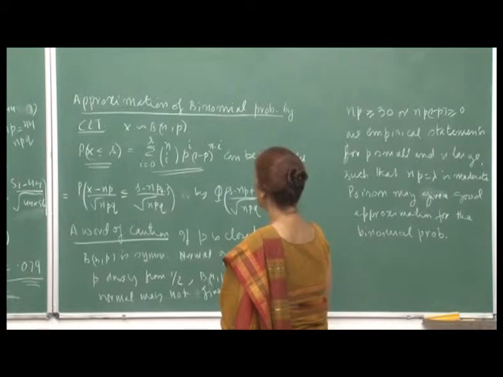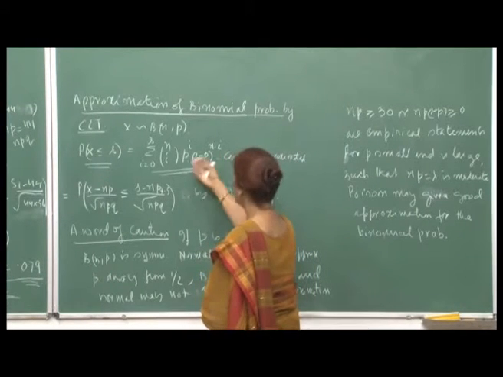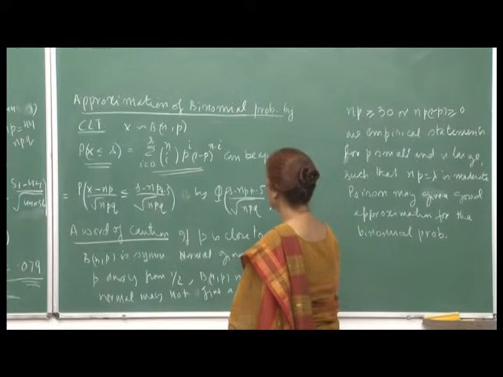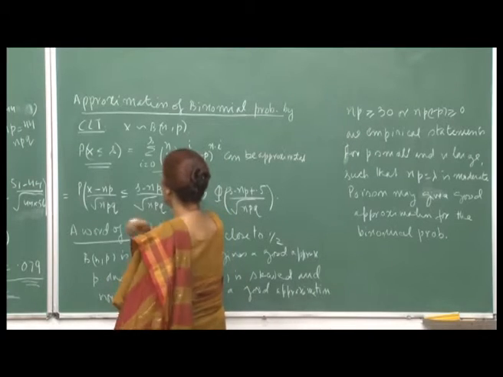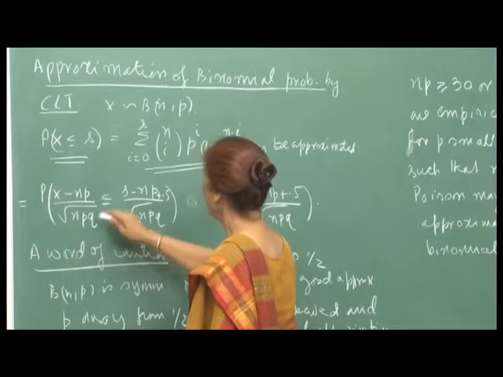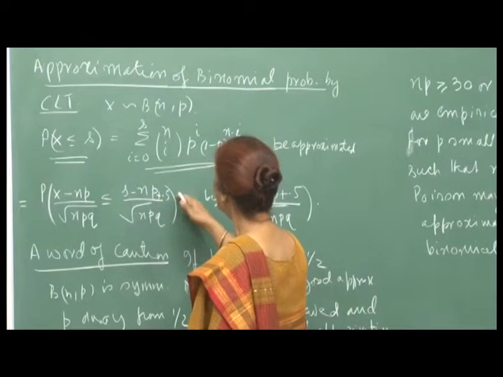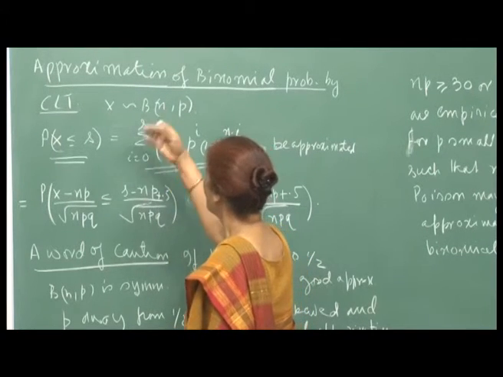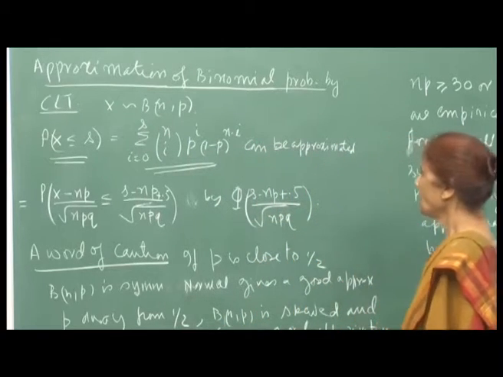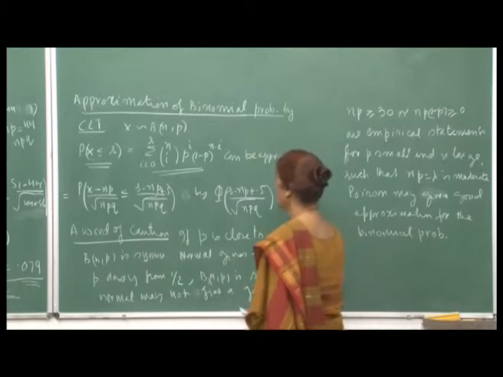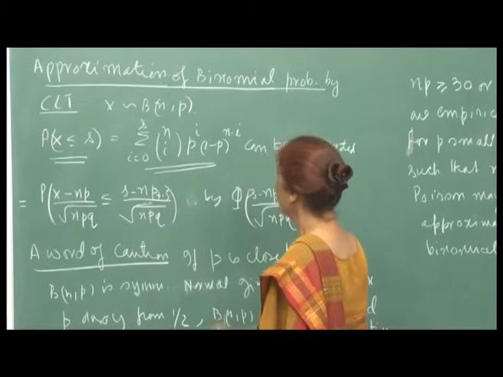The sum over i varying from 0 to s of nCi p^i (1 minus p)^(n minus i) can be quite cumbersome to compute, but we said that we can approximate it by standardizing. Here this is X minus np divided by the square root of npq, the standard deviation, less than or equal to s minus np. Now you add 0.5. Remember I talked about the correction factor: binomial is a discrete random variable and we are approximating it by a continuous distribution, so this continuity correction factor is also added.